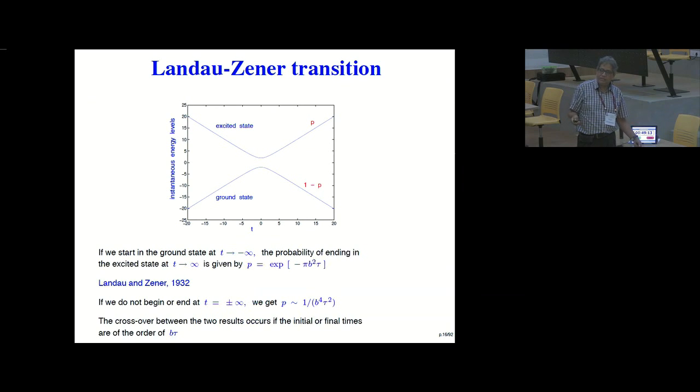Now, this is the result if you really start at minus infinity and go to plus infinity. But if you start at some finite negative time and go to some finite positive time, you don't get this formula. You get something else, which is 1 over P to the power 4 tau squared. So of course there's a crossover between this formula and that formula as you go to very large times in the past and in the future. And the crossover happens when the initial and final times are of the order of P tau. This you can figure out just on dimensional counts.